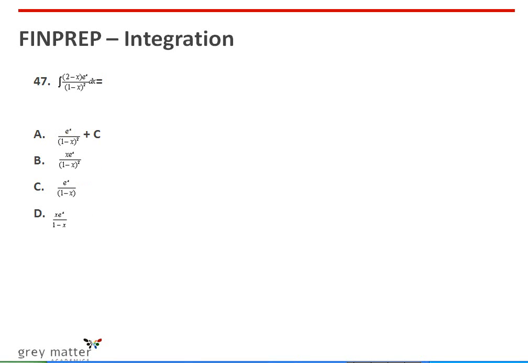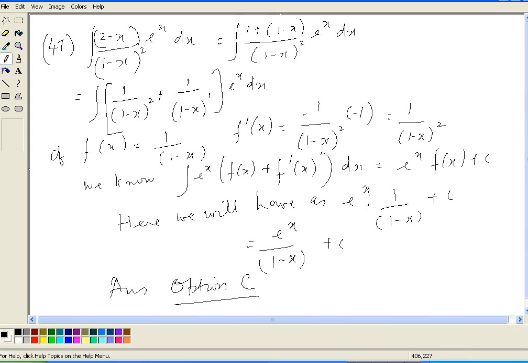Going to the 47th problem: integral of (2 minus x) by (1 minus x) whole squared, multiplied by e power x dx. Going back to our work area, I write 2 minus x as 1 plus (1 minus x), and then divide by that same (1 minus x) whole squared, times e power x dx. When you split it, it becomes 1 by (1 minus x) whole squared plus 1 by (1 minus x), into e power x.